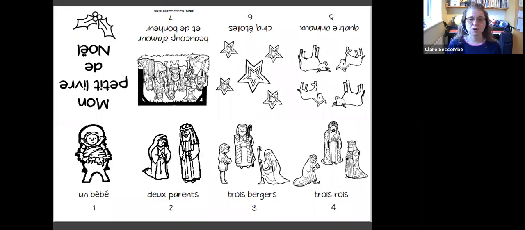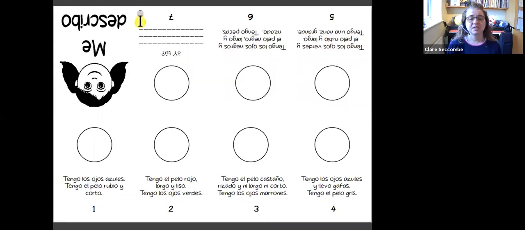This is an example of a mini book that I use for reading and understanding, and I do this with Key Stage 1, and of course they then have to colour it in. This is an example of a mini book that you can use for reading and understanding with a response required by the children to demonstrate that they've understood. So they have to read the description of the hair and eyes that's there, and then put the hair and eyes onto the blank head to show that they've understood.